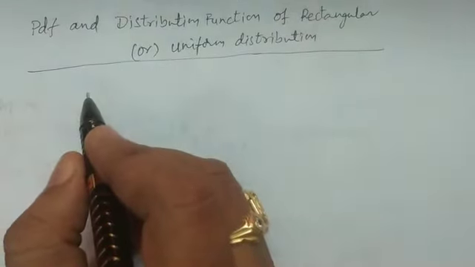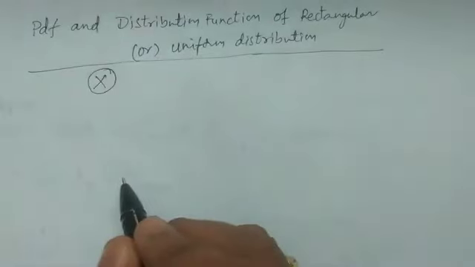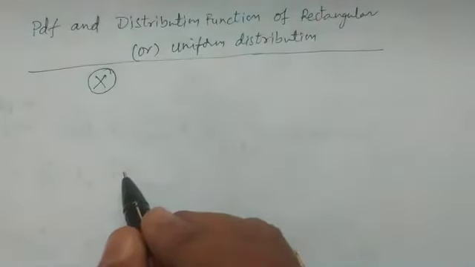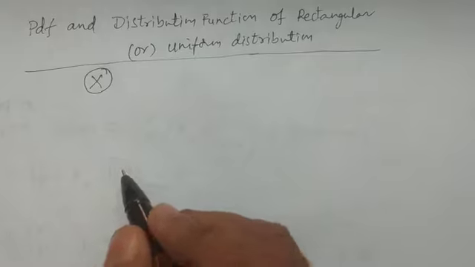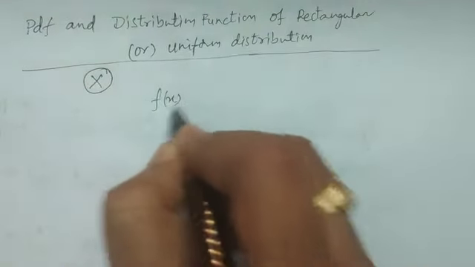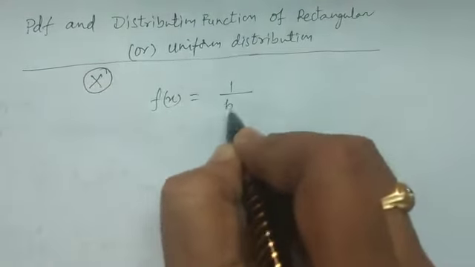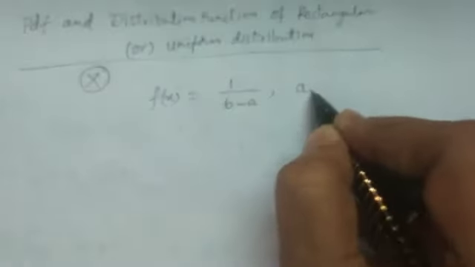The rectangular distribution: consider x is a continuous random variable with probability density function in the range a to b, f of x is equal to 1 by b minus a, in the range a less than x less than b.